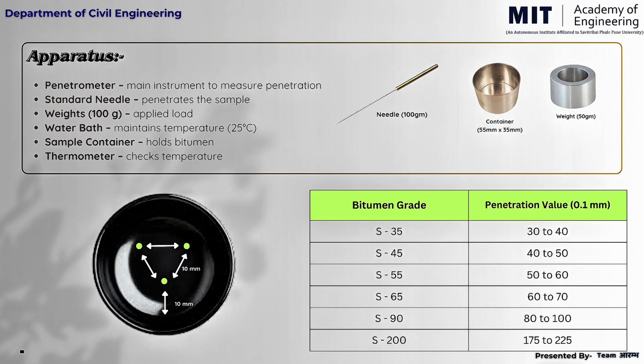The table represents different bitumen grades and their penetration values. For example, S35 has a penetration value of 30 to 40, which means it is harder. S90 has a value of 80 to 100, which means it is softer. So lower values indicate hard bitumen and higher values indicate soft bitumen. This helps engineers in selecting a proper grade of bitumen for road construction.